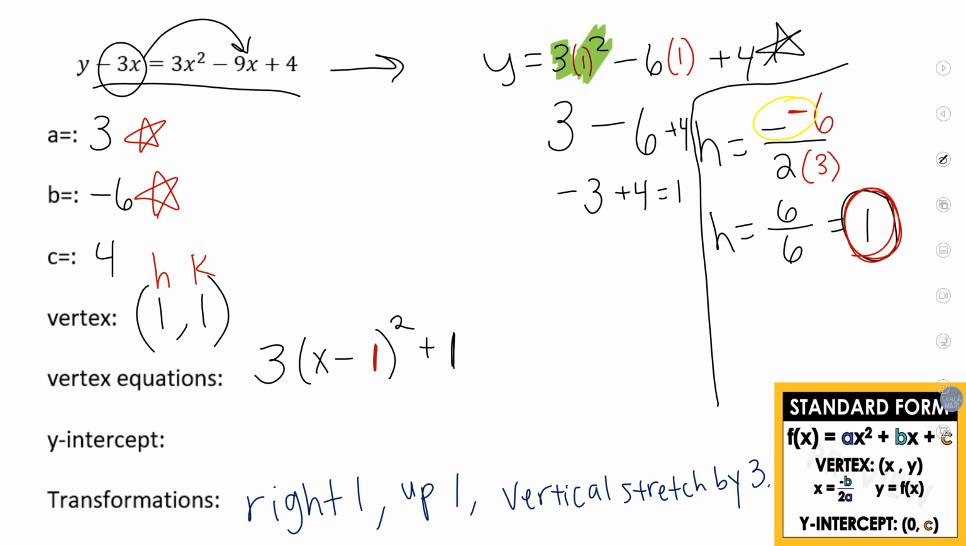Okay, now the y-intercept. If you look at your paper down here, I have it on the screen right here at the very bottom. The y-intercept is 0, c. What was our c value? 4. So the y-intercept is 0, 4.